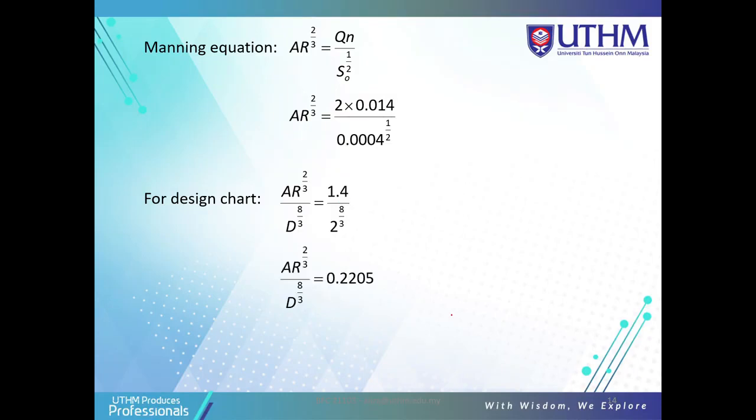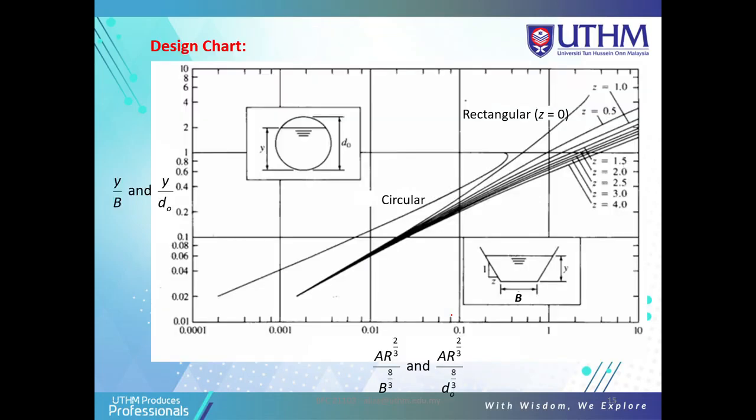Just calculate for the design chart, and you get AR to the 2/3 over D to the 8/3. So you just look at the y over d. Look at the design chart here. Calculate the value of this until you get 0.2205, and just look at the circular line. The circular is this blue line, and put the value there. So you get the value of 0.6, which is y over d naught. So y is equal to 0.6 times d naught, and you get the value of y. So this is using the design chart.